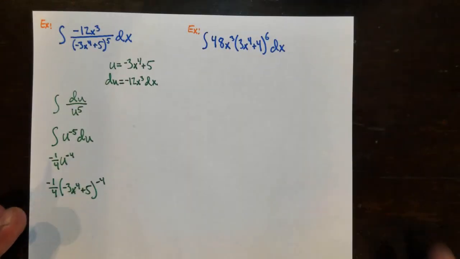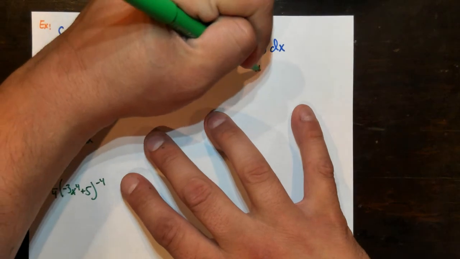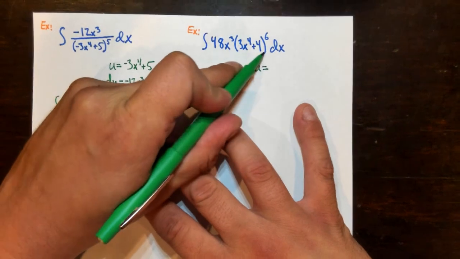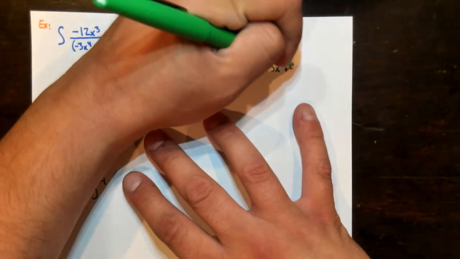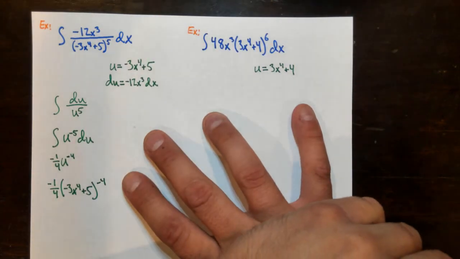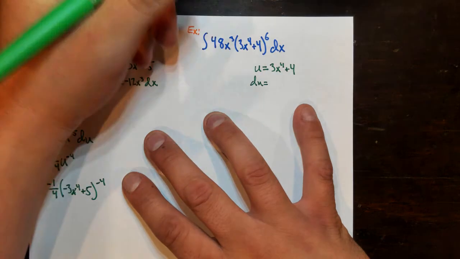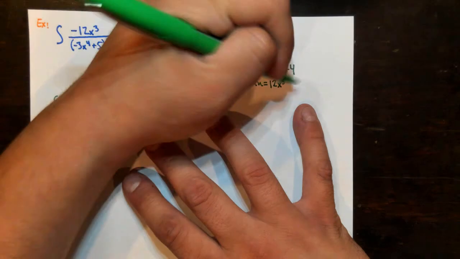All right, this last example is a little different. So let's go through this and see how things unfold. Let's start off by finding our u and du. So u is going to be this business inside, 3x to the 4th plus 4, which means my du is going to be the derivative, which is 12x cubed dx.